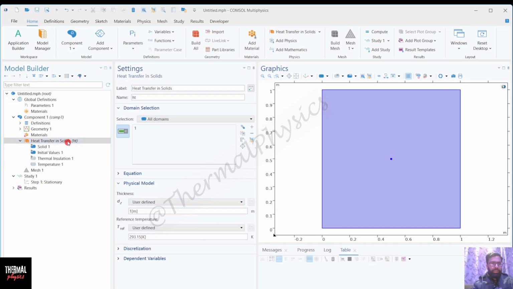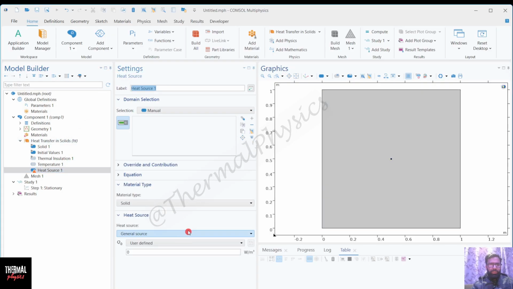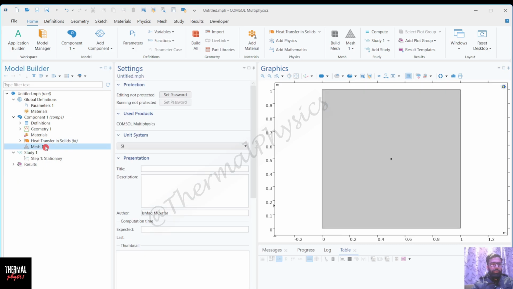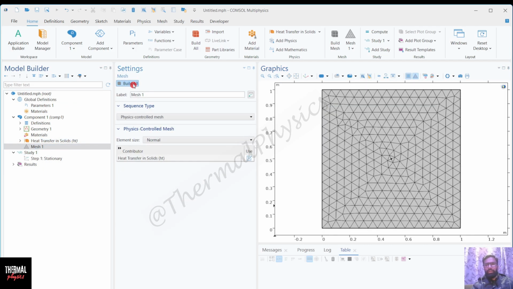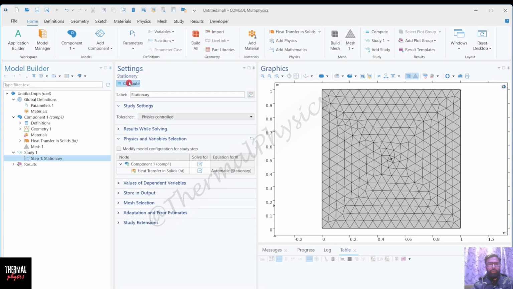Another thing, heat is being generated in the entire plate, so we'll choose heat source. It's a heat source itself. So general heat source in watt per meter cube, which is according to our problem given as 10 raised to the power 5. So this is according to our problem, and we have to apply it to the entire domain. So we applied it to entire domain. So we are done with the boundary conditions. Now we'll go to mesh, and we will discretize our domain, and we'll go to study stationary, and we'll compute it.